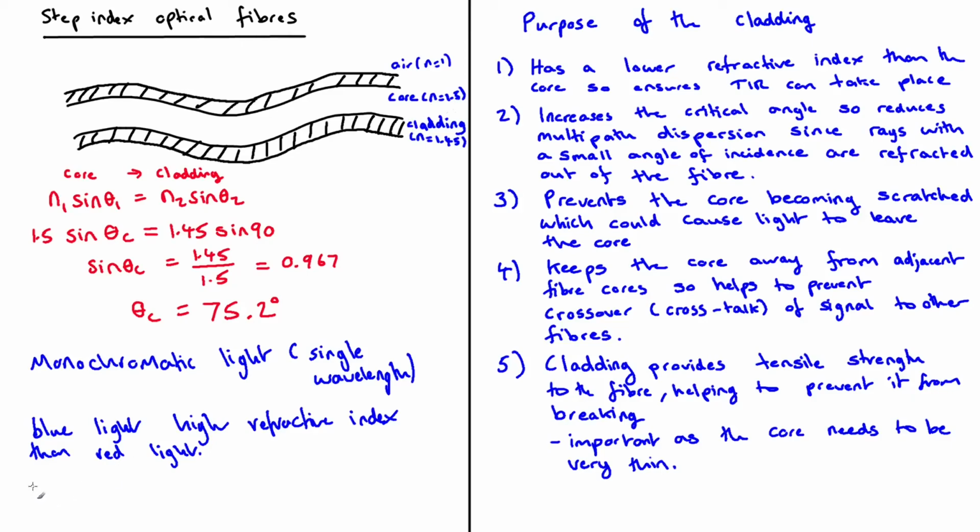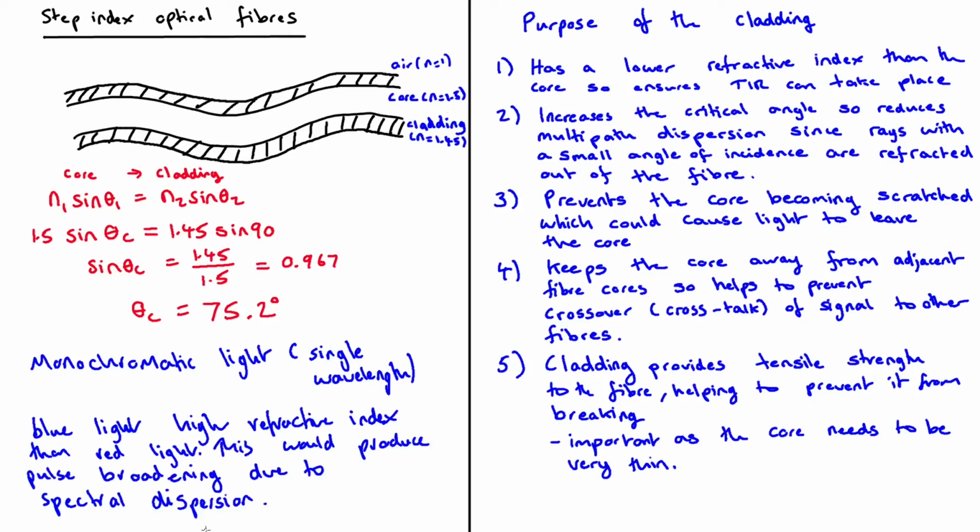And what we will get is pulse broadening due to spectral dispersion. So instead of receiving a nice clean pulse like that, the pulse would be broadened because we'd get the red light received first and the blue light received sometime later. So we get broadening of our pulse. Instead of having a nice clean pulse like that, we get something like that.